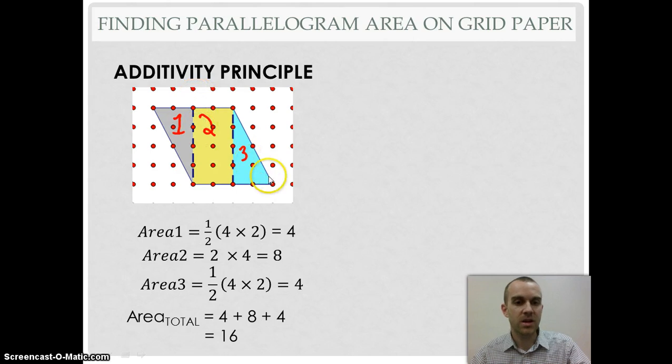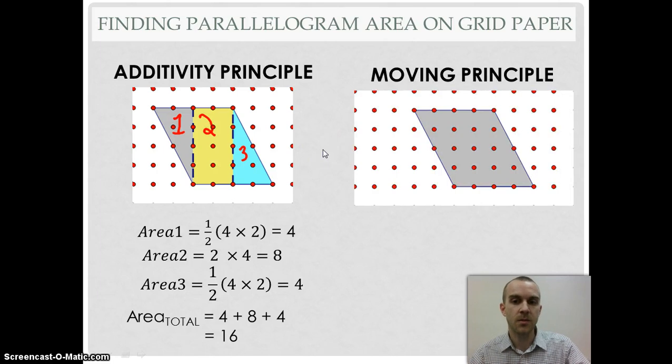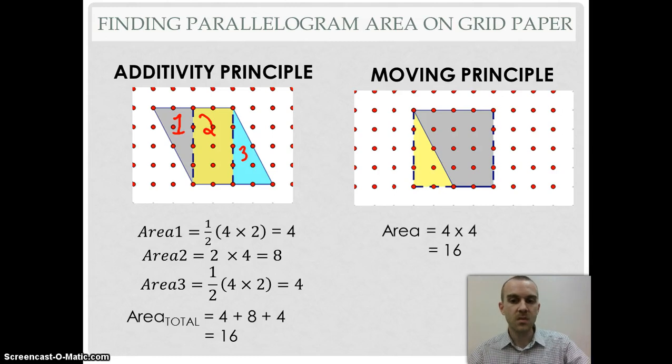Now if you notice here, one of the interesting things about the parallelogram is that triangle 1 and triangle 3 have the same area. So in essence, one thing I could do is actually use the moving principle as well. Say I draw that line right here and look at area 3. I can actually cut that off and move it to the other side, and I can see now I have a rectangle. In this case, a special rectangle, a square. So that then I'm actually looking at the length times the width, which is 4 times 4 is 16. And that's how we actually lead into the formal formula for the parallelogram.